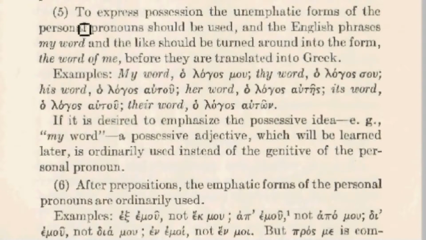At number 5 here, he says to express possession, usually the unemphatic forms of the personal pronouns are going to be used. So, for example, you're going to have typically, to express the notion "my word," ho logos mou. You see, mou is not emphatic. There's no accent on it. It is enclitic, and in this case it goes, therefore, with the preceding word, ho logos mou, my word, actually, and then the next one, thy word, ho logos sou, again, non-emphatic, the enclitic form.